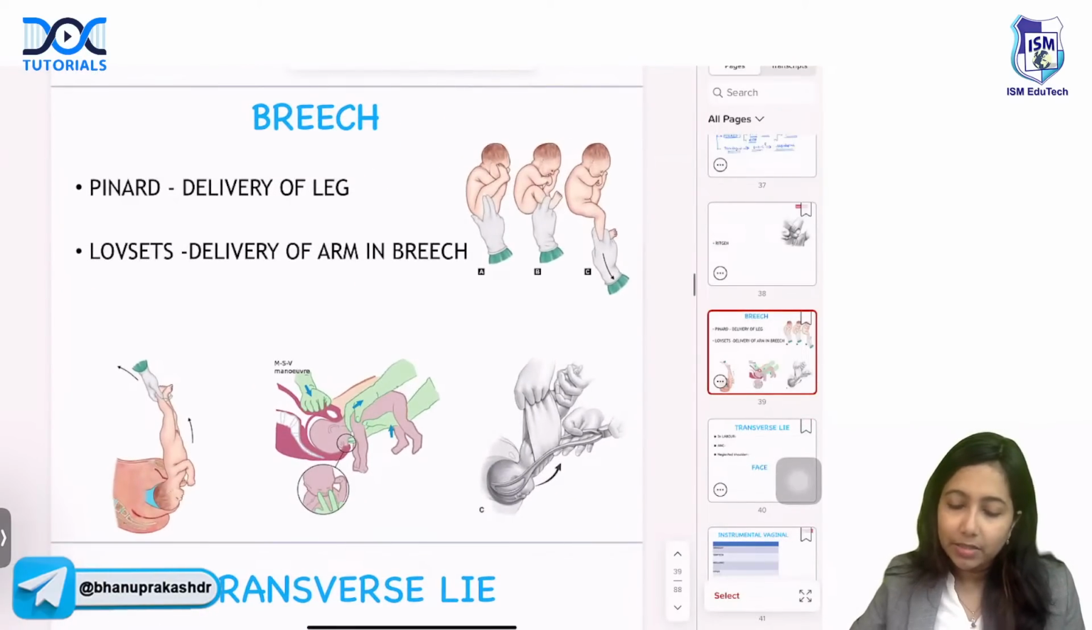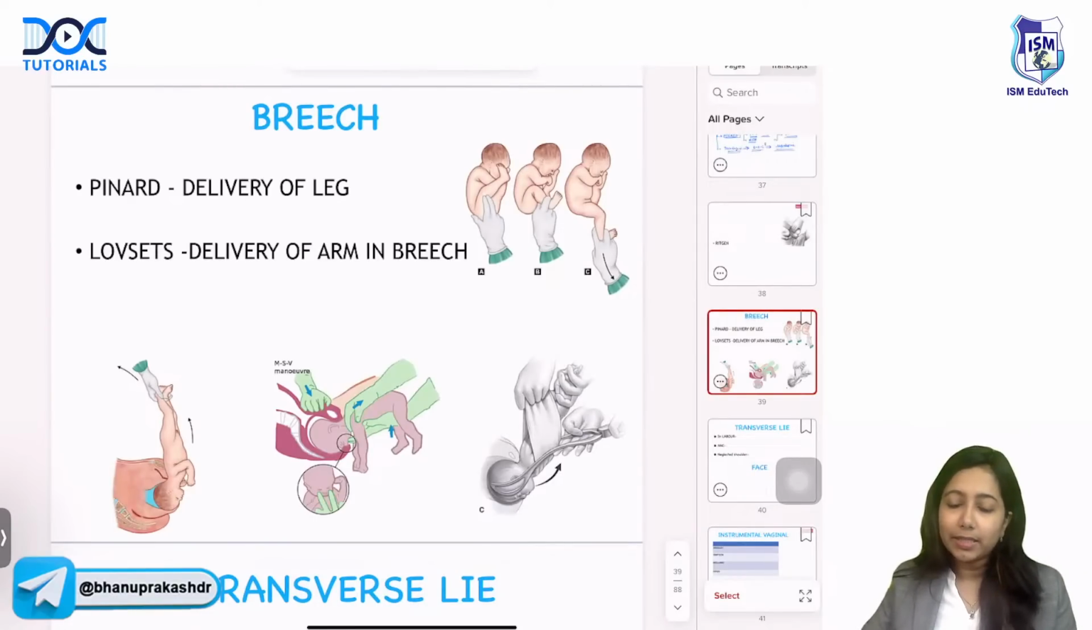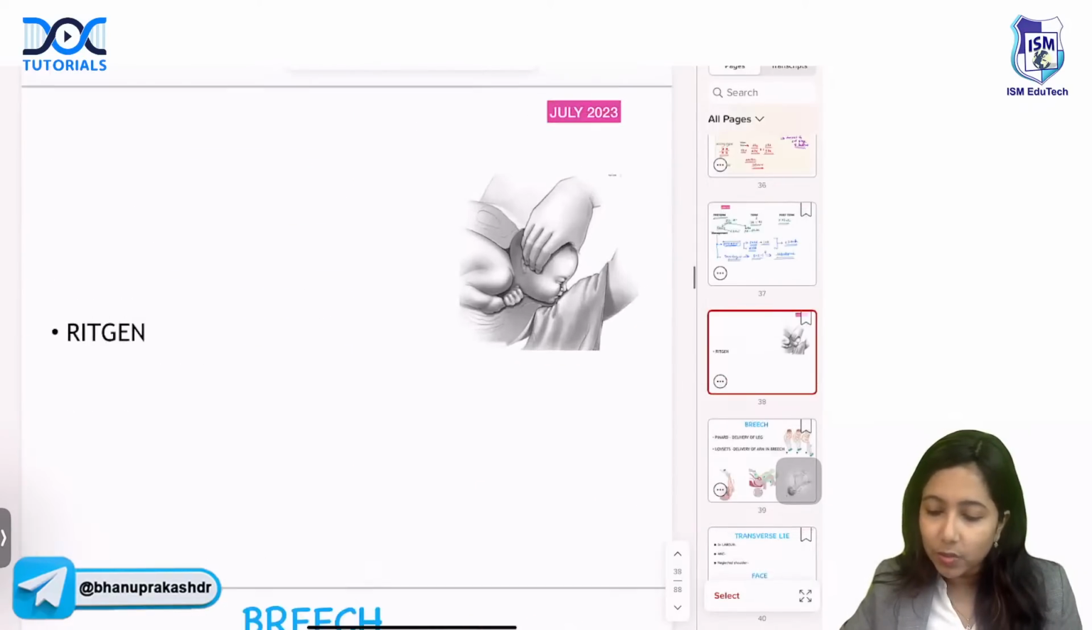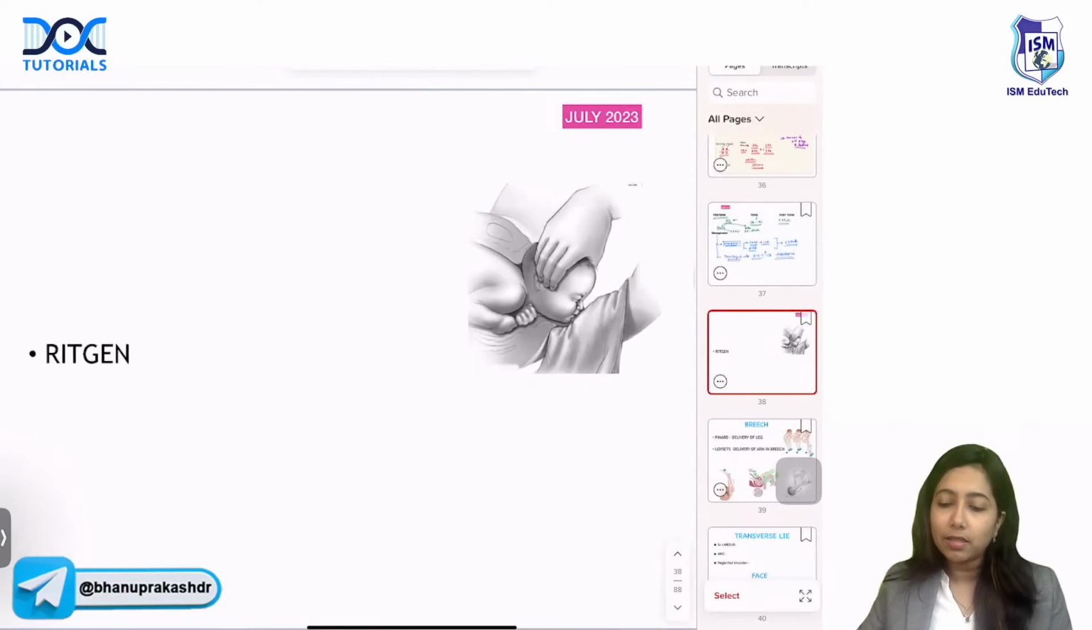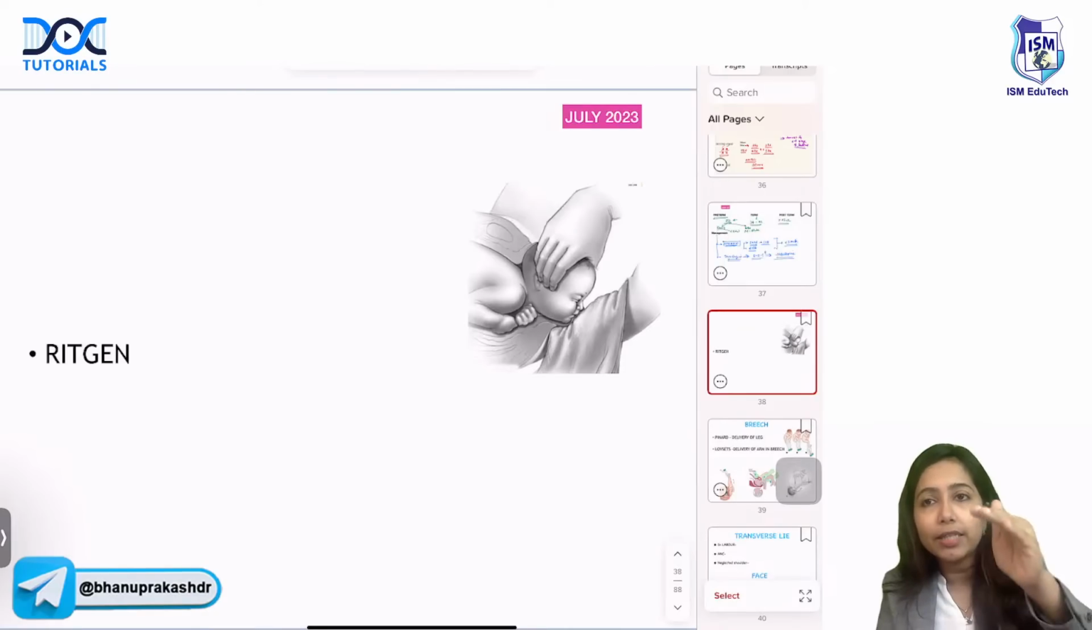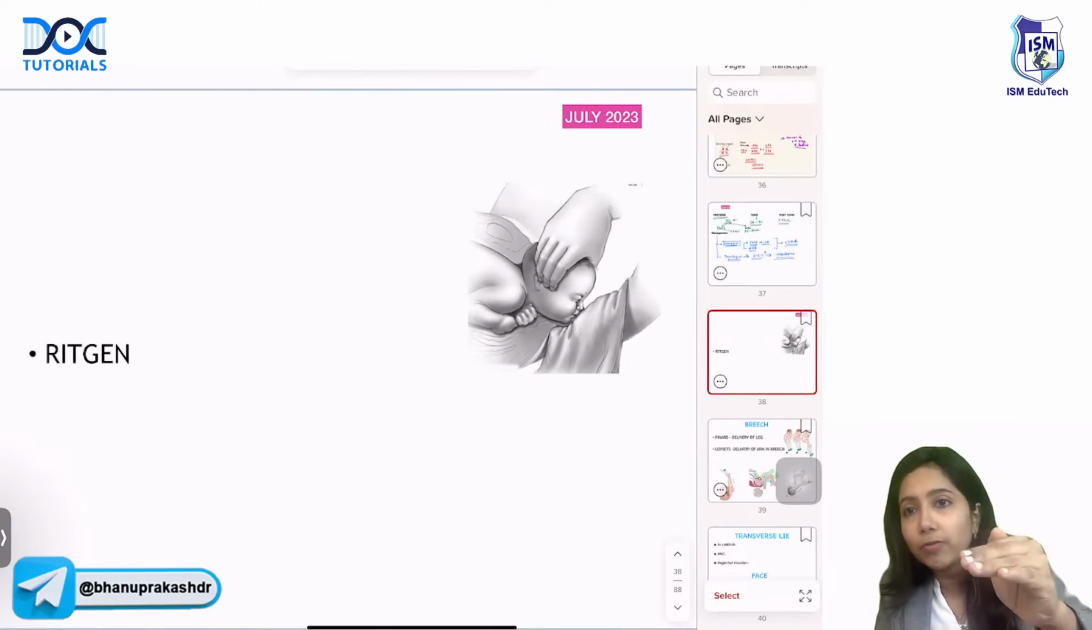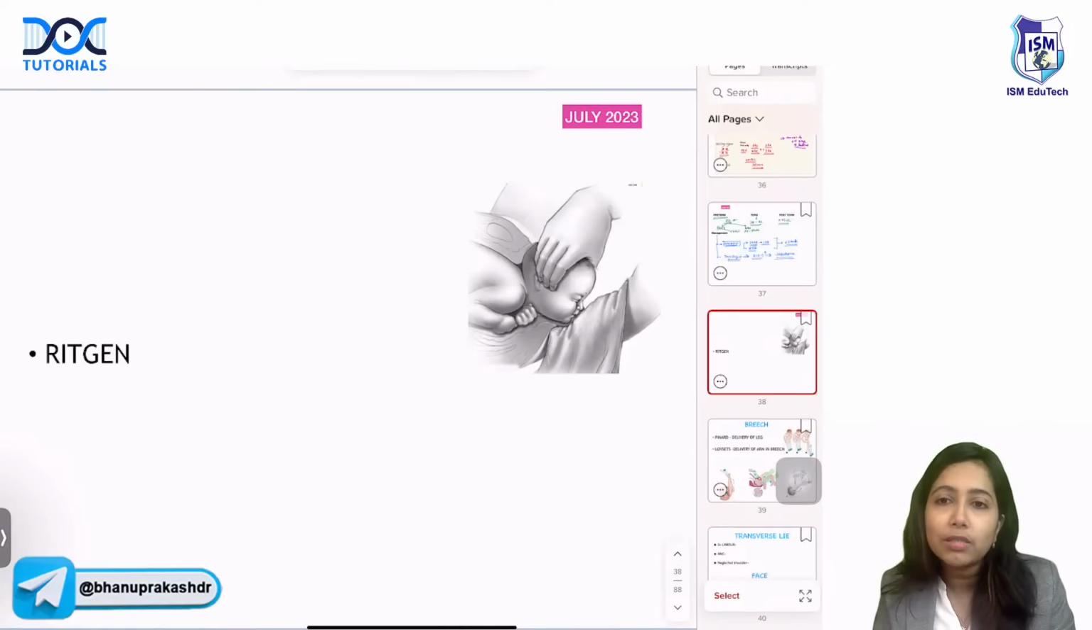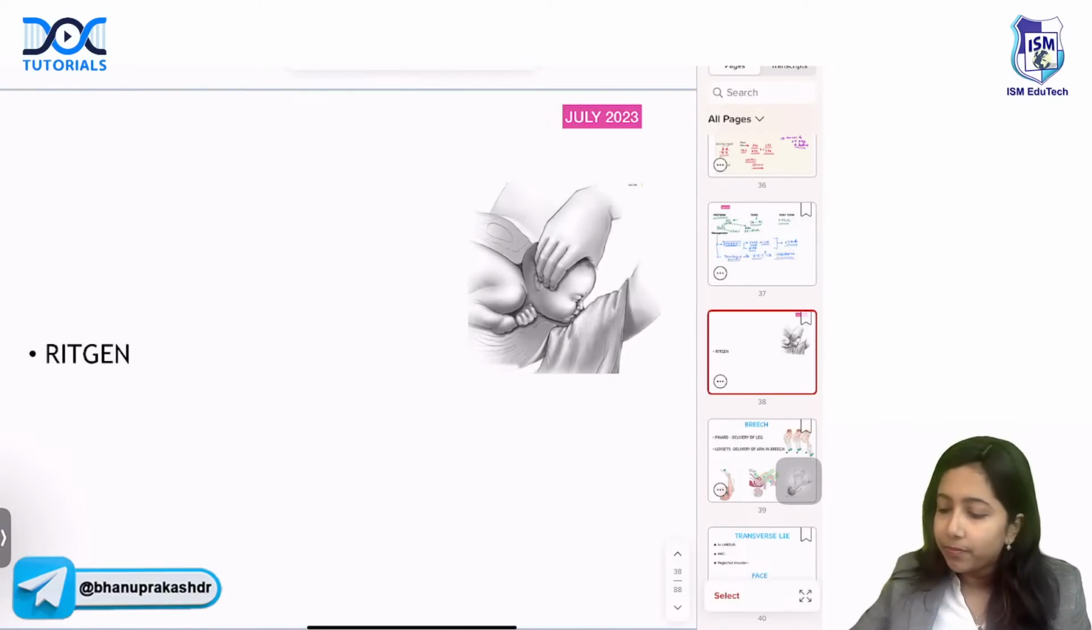Coming to the breech. There's an image here as well. This image-based question came up last year. What is the maneuver being performed? This is basically the Ritgen maneuver, so as to cause a controlled delivery of the head of the baby. There is controlled extension of the head in which one hand is kept over the perineum and the other hand is kept at the occiput of the head so as to cause flexion of the head. The maneuver shown is the Ritgen maneuver.